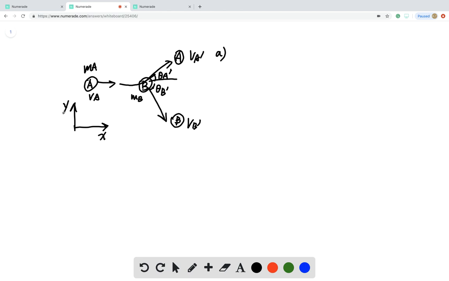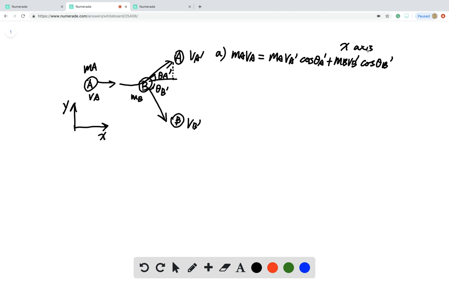And conservation of momentum works the same way, except that now we have to deal with two directions separately. So for the x-axis, the initial momentum is MA VA. And after the collision, the momentum becomes MA VA prime, but if we decompose it, the x component is cosine theta A prime. And same for B, it becomes MB VB prime cosine theta B prime. That is for the x-axis.